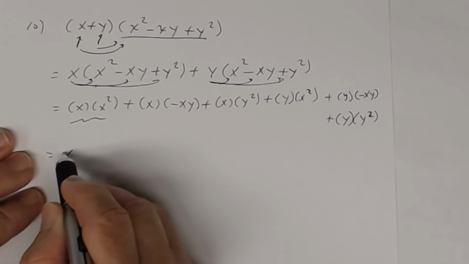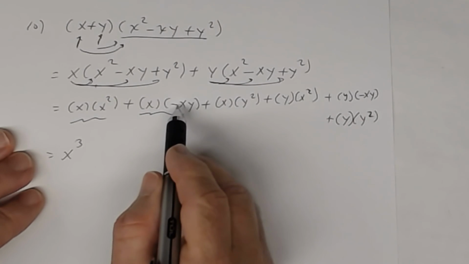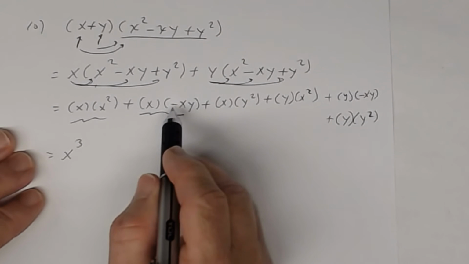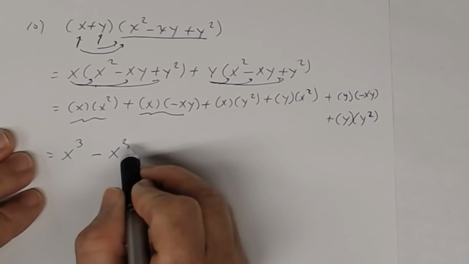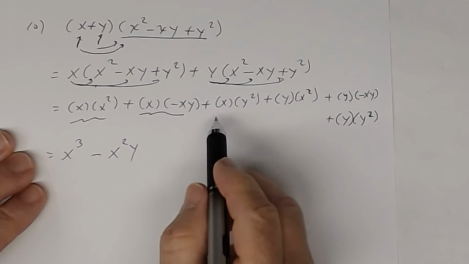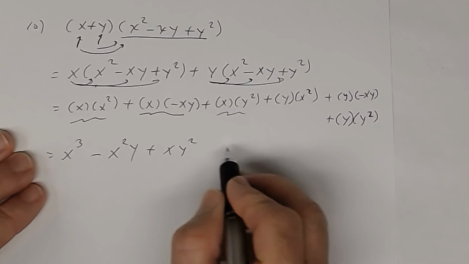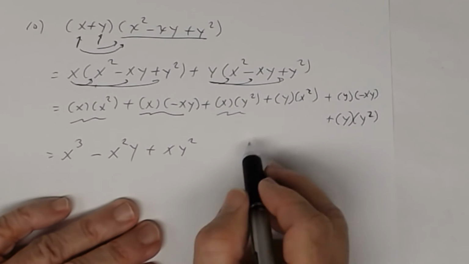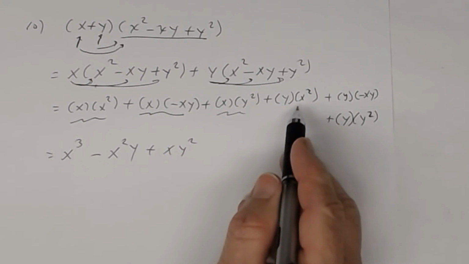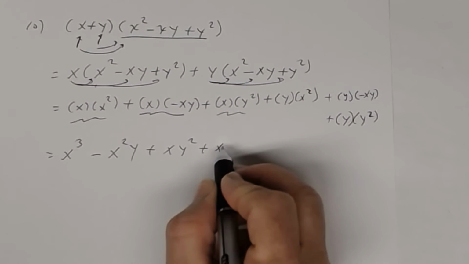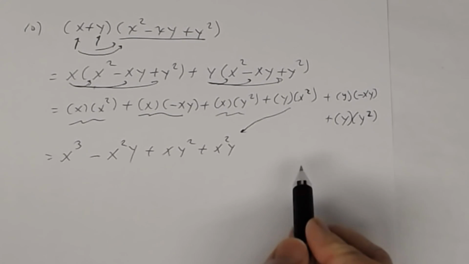X times x squared is x cubed. X times a negative xy, so x times a negative x is a negative x squared, so this becomes minus x squared y. So that's important that you see this. Over here, x times y squared is just xy squared. Over here, y times x squared is, and let's put the x first. So that becomes plus x squared y.